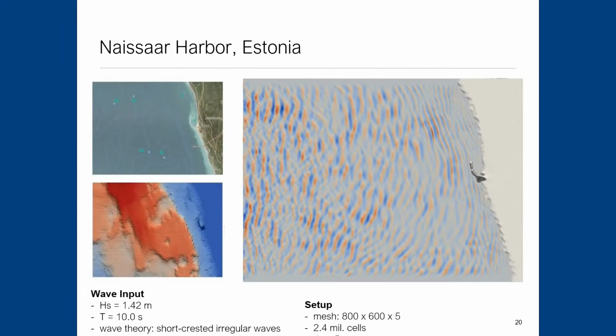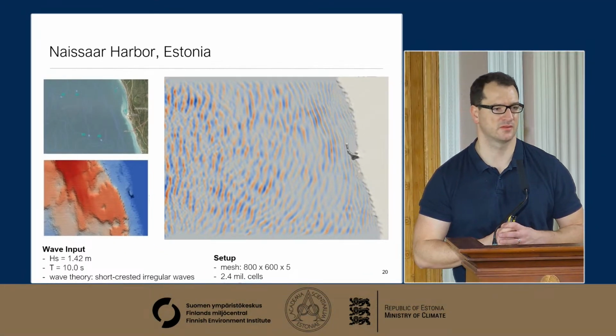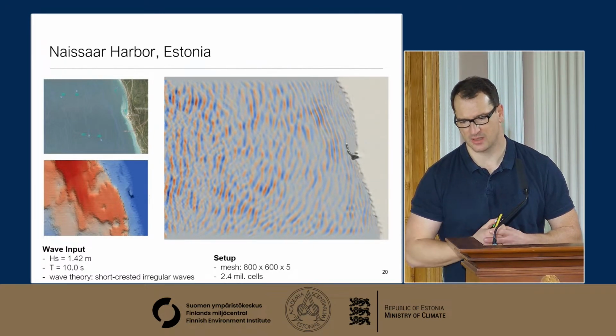So I have now some real-world cases where we used the new model. This is the Naissaare harbor in Estonia, and we are generating short-crested waves propagating towards this harbor. You can see the breakwater on the right-hand side, and we have a significant wave height of 1.4 meters, wave period of 10 seconds, and we are using irregular waves with a short-crested approach. It's a mesh with 800 times 600 cells, and we now need to use 5 vertical layers. We have irregular waves, so we have different wave periods in this wave field, and we need to be able to capture the shorter waves. Overall, it's 2.4 million cells.